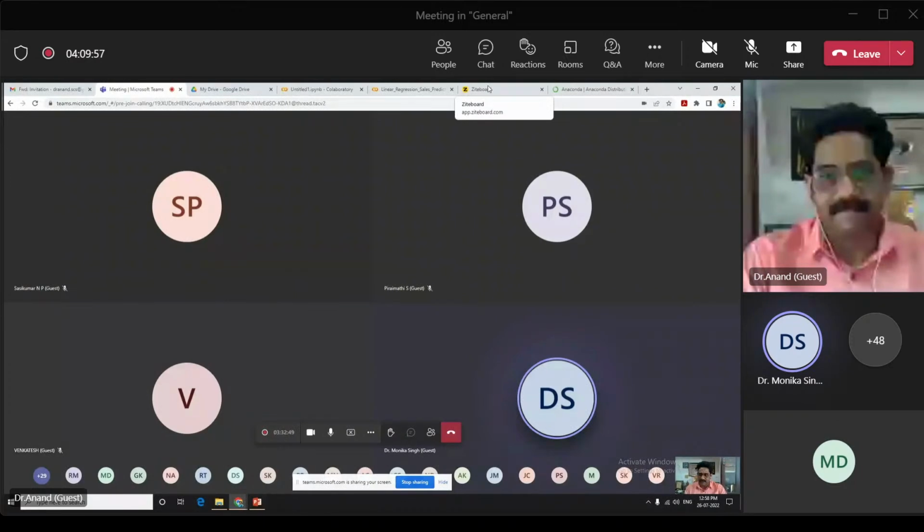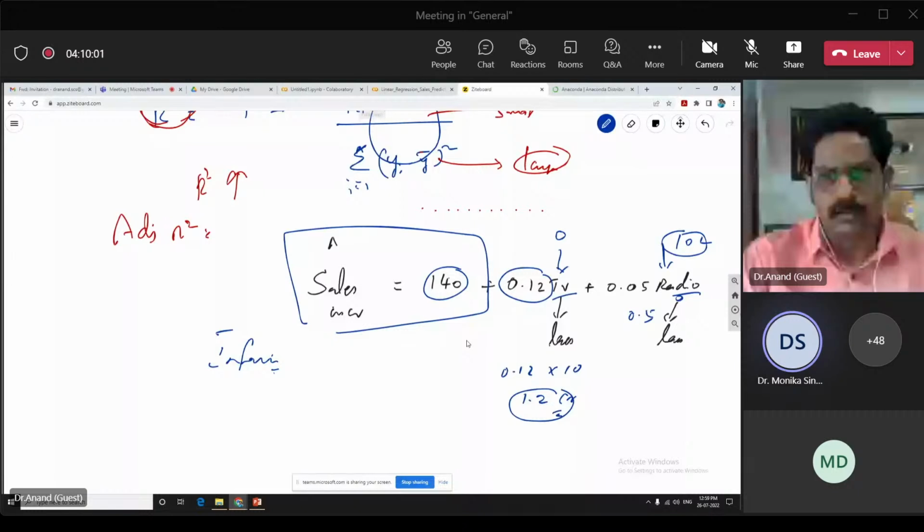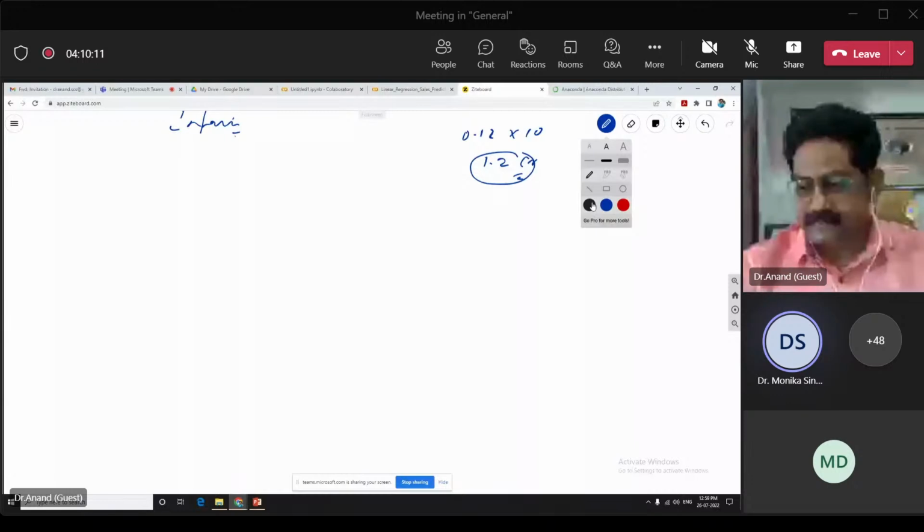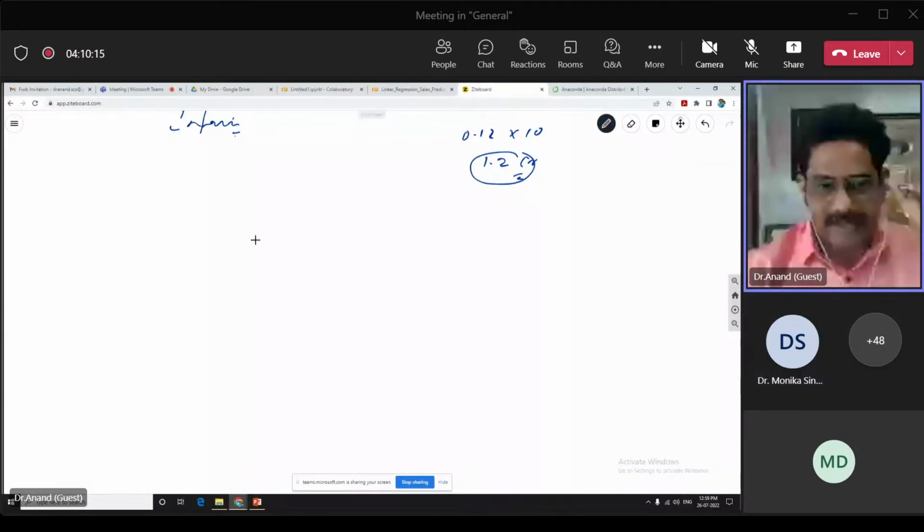Dr. Anand, Professor Manindra Agrawal predicted some of the coronavirus pattern in the 4th wave or in the 3rd wave. So what do you think, has he used the same kind of model to predict the pattern of the pandemic in the 3rd or 4th wave? Yeah, good question.